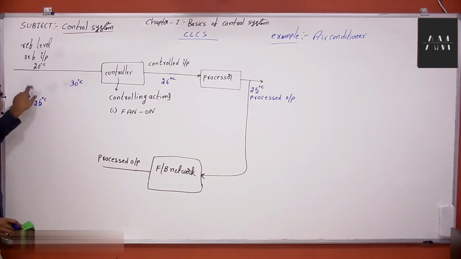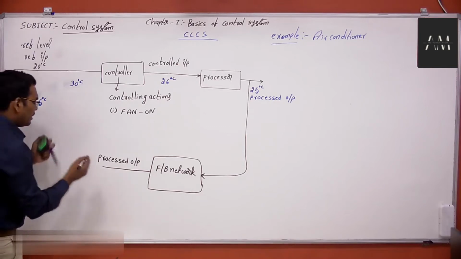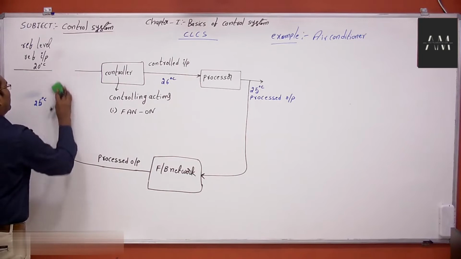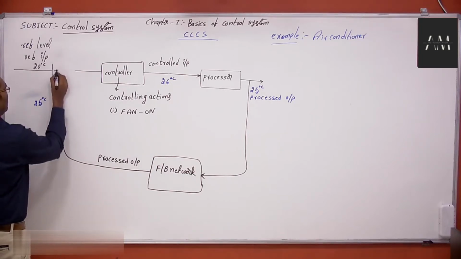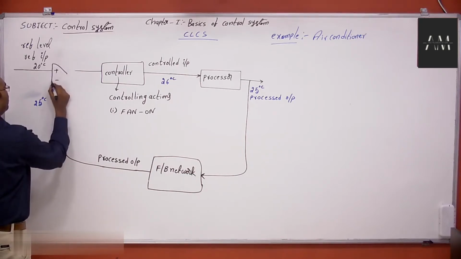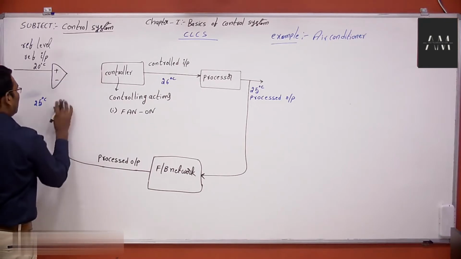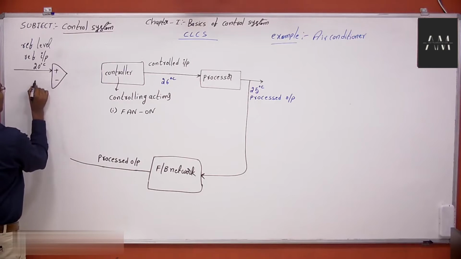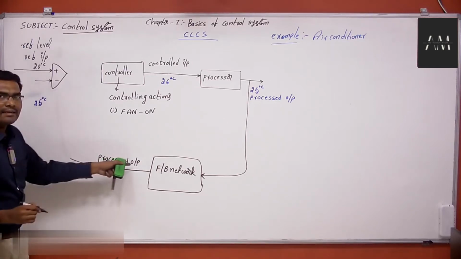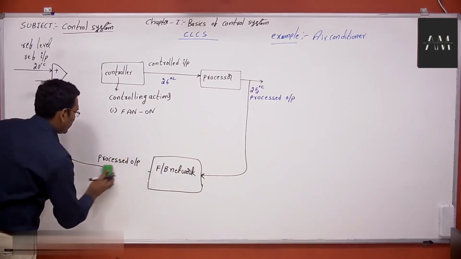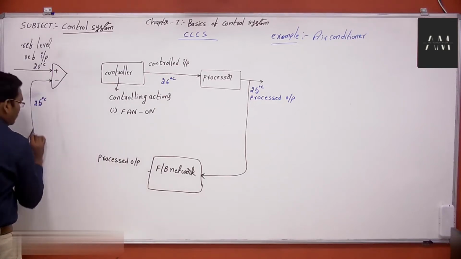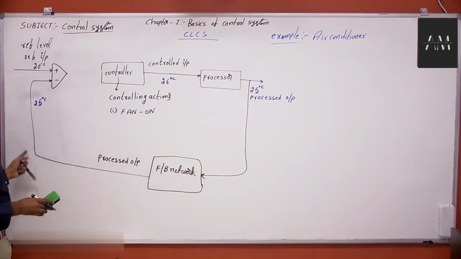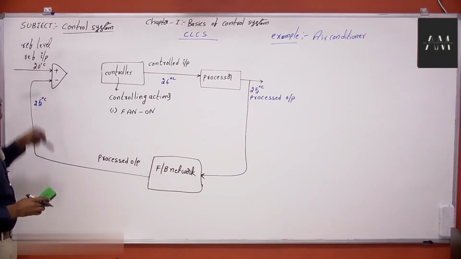What is the processed output? 25 degrees centigrade. Is there any deviation? Is there any difference? Yes. See here, this is nothing but the comparator. One input to the comparator is the reference level, the reference input, and another input to the comparator is the processed output. The feedback network will bring the processed output and compare it with the reference level.